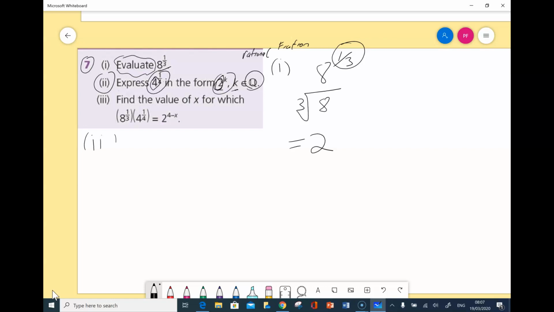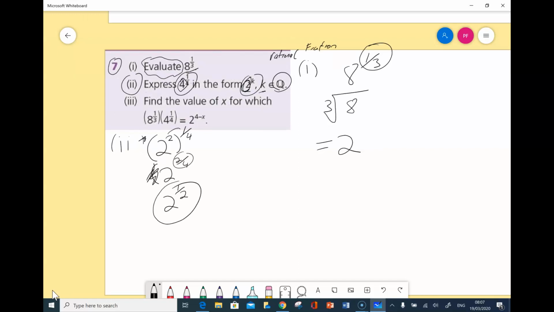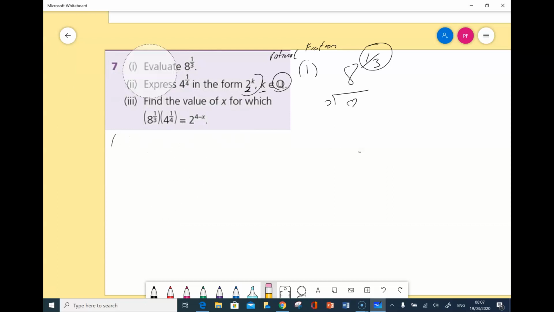Well, 4 can be written as 2 squared, and then that's to the power of 1/4. Now we have brackets and indices, so we multiply. So that's 2 to the power of 2 over 4. Now simplifying this fraction, 2 over 4 is the same as a half. So it's 2 to the power of a half. And then finally, part 3.